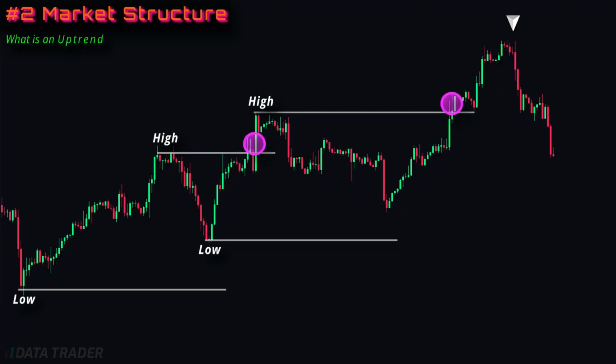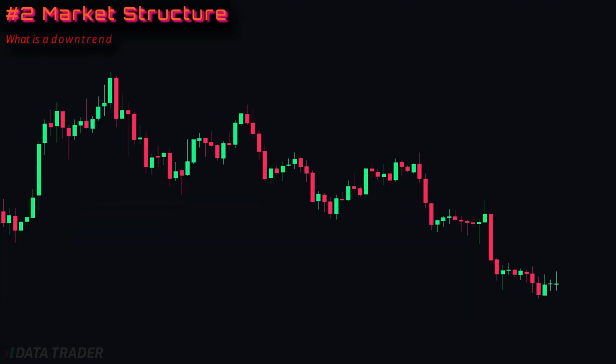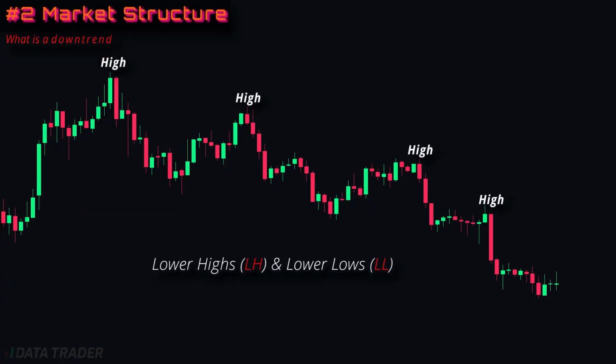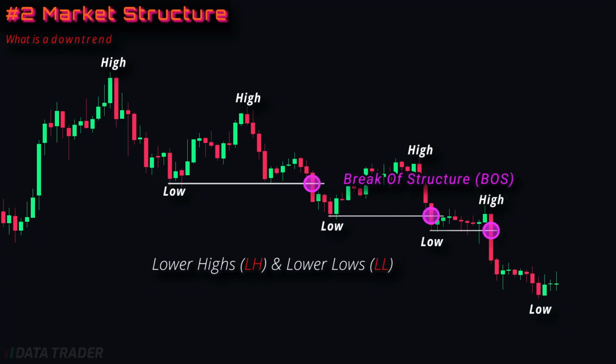Now, this breaking of the previous highs is also referred to as break of structure. And the same concept works for downtrends as well. In this chart, we can see that the price is forming lower highs and lower lows, while also creating a break of structure towards the downside, hence why this market is identified as a downtrend.